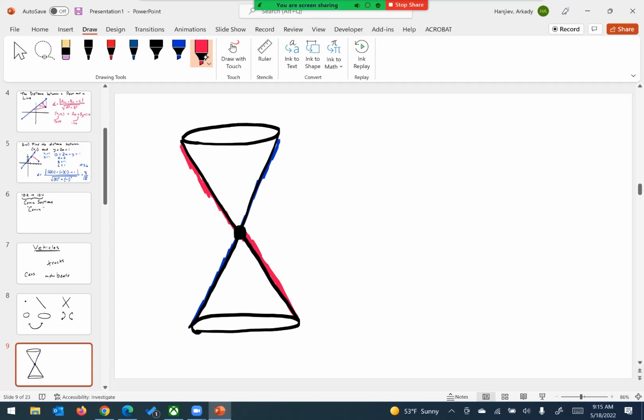Where's the circle, guys? They're cones, so it's a slice of the cone. Okay, the top. If you slice one of the tops exactly horizontally, there's my circle right there.